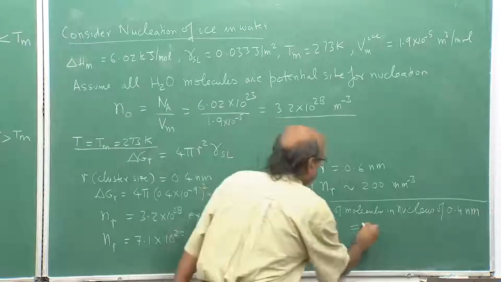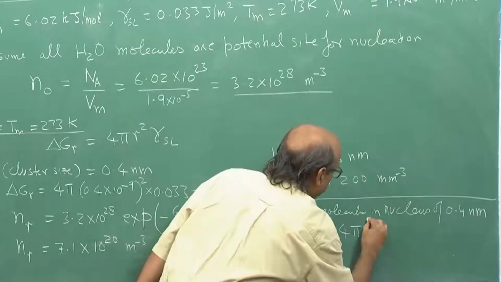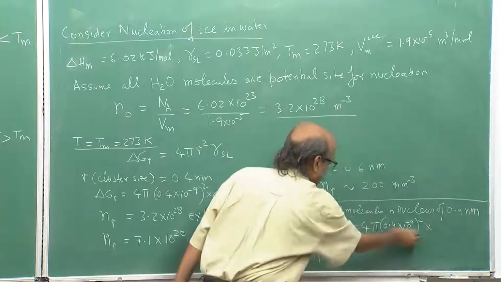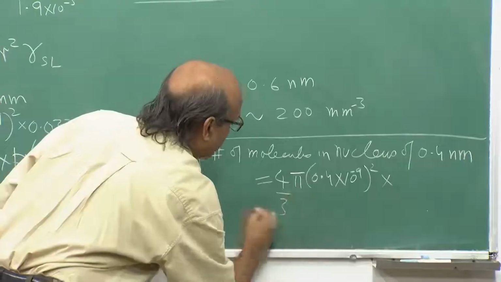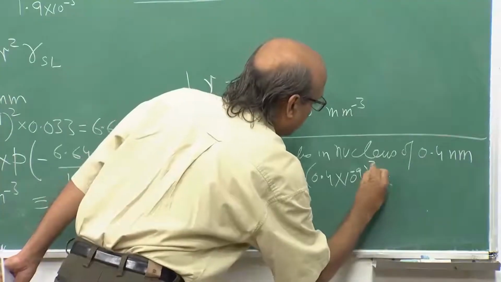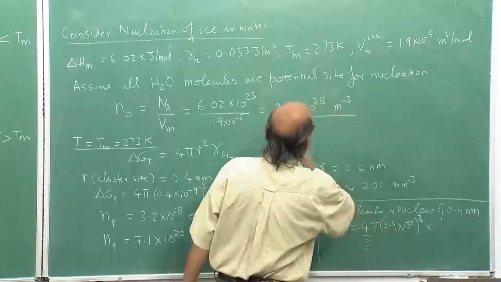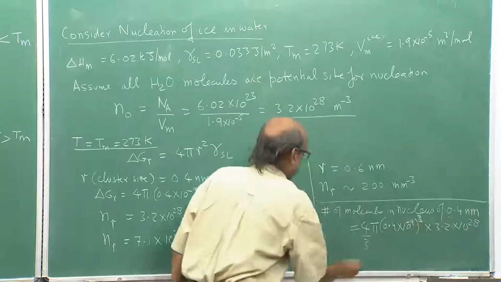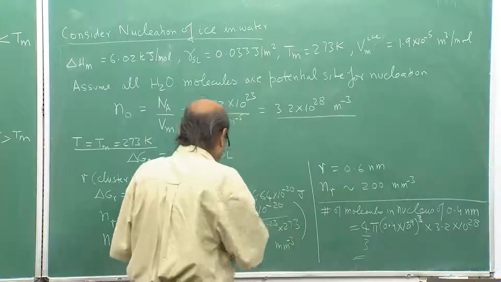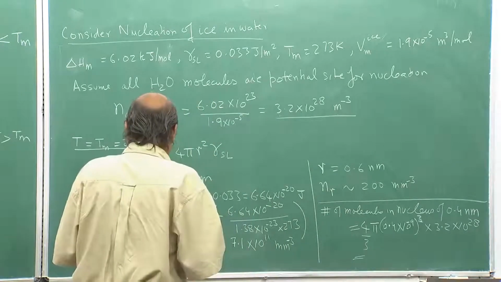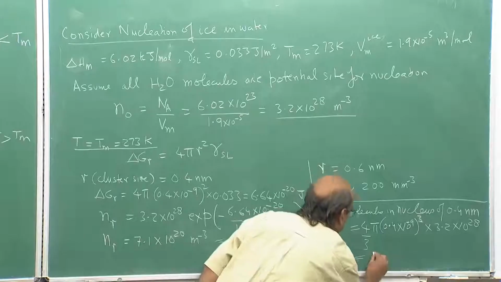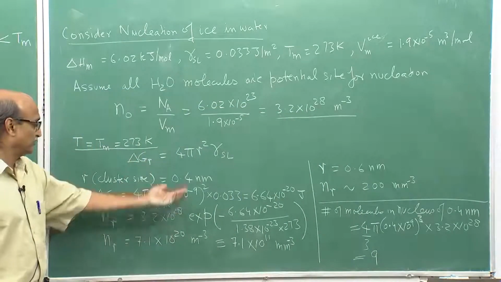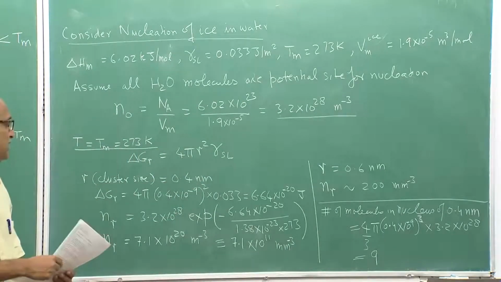So, all I have to do then is simply multiply 4 pi by 0.4 into 10 to power minus 9 squared. This is the 4 by 3 pi r cube, the volume of the nucleus, multiplied by 3.2 into 10 to power 28, and this will give me the number of molecules as only 9. So, there are only 9 molecules in a nucleus whose size is 0.4 nanometers.